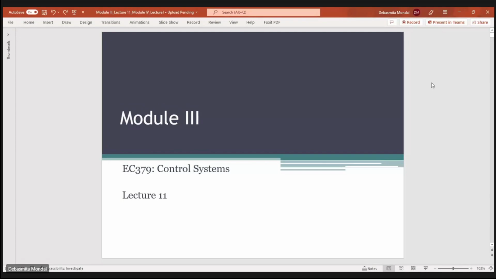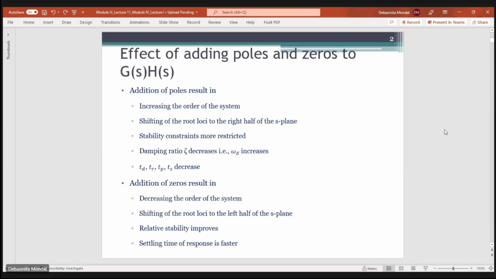Okay, so let's start with today's class. In the last class we were looking into some problems, trying to solve how to draw a root locus from a given open loop transfer function. We have seen that there are certain rules or guidelines. If you follow those guidelines and proceed step by step, you can find all the information that is needed in order to draw an approximate root locus.